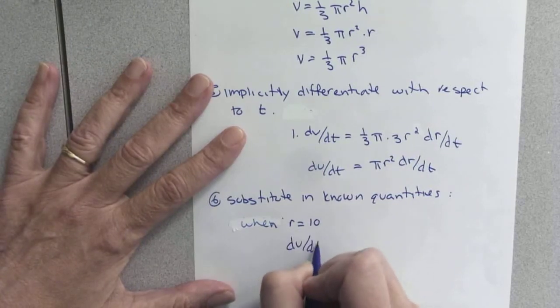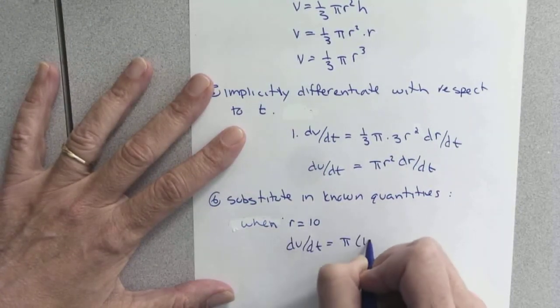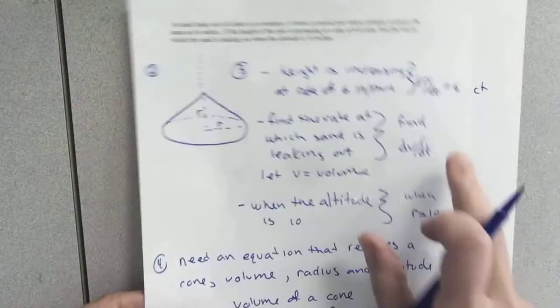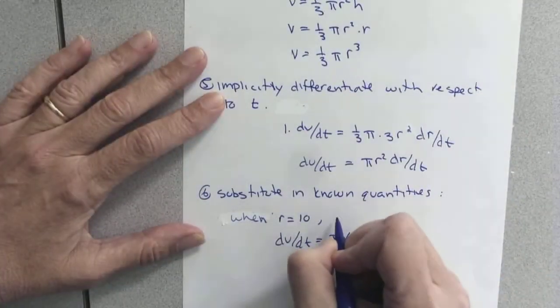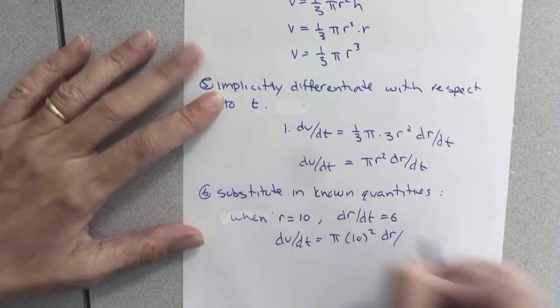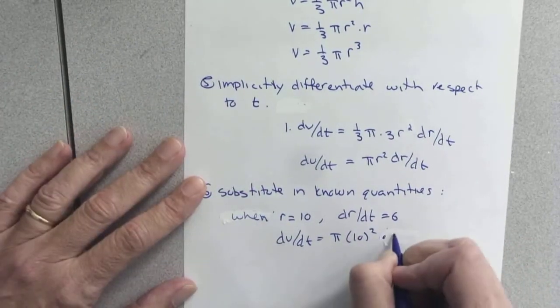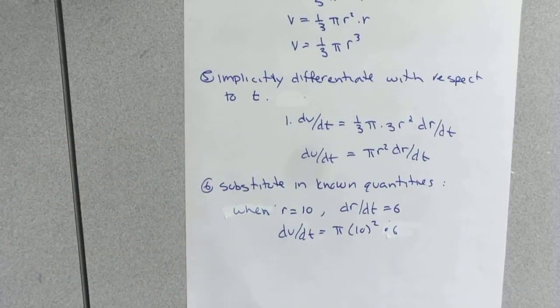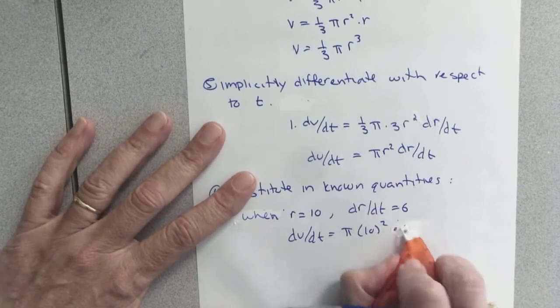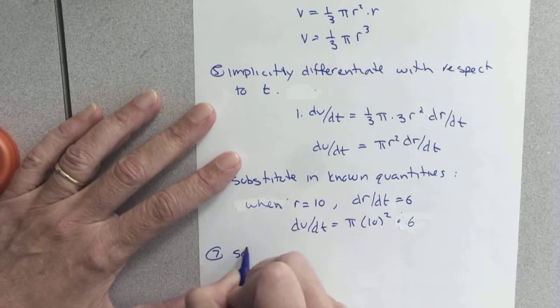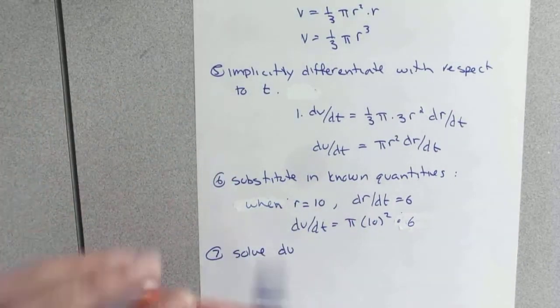So we're going to have dv dt equals pi times 10 squared. And one other value that we did know, dr dt is 6. So let's put that one in there. I almost forgot that. Times 6. They said when r is 10, and then they gave us that dr dt was 6. So I plug those things in. And then step 7, solve for what they asked for. So solve for dv dt.